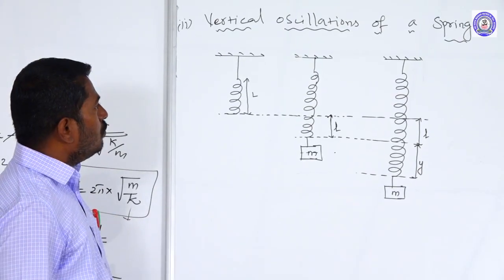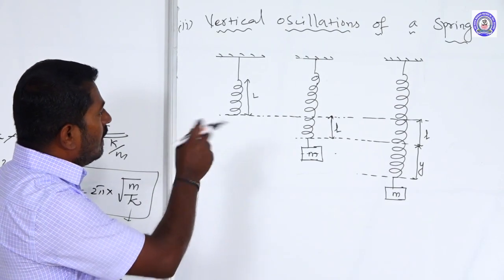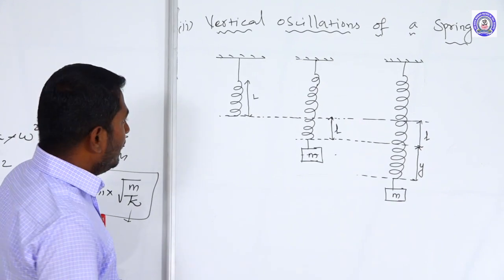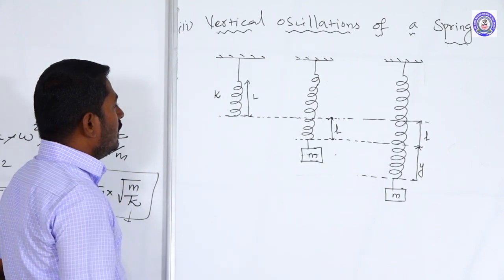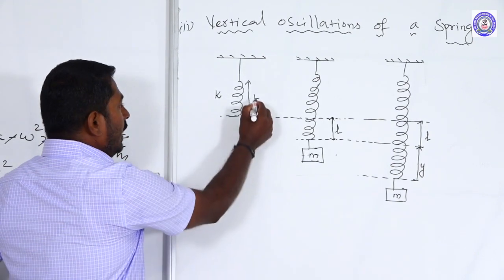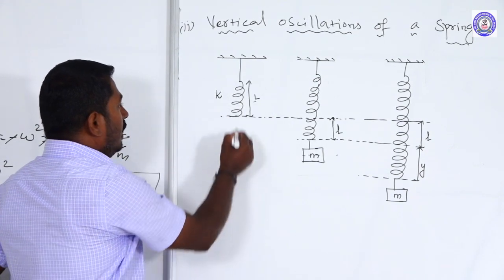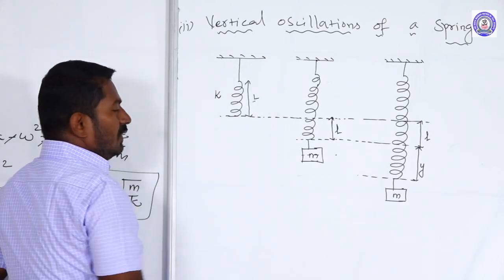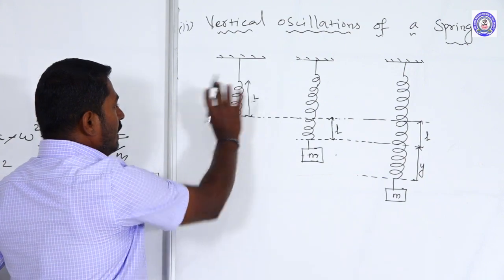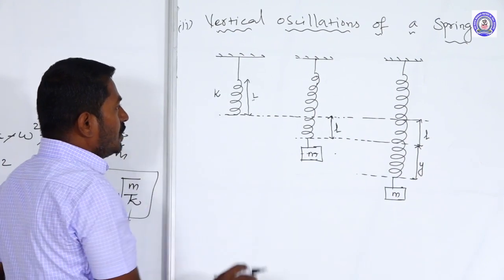In a linear simple harmonic motion oscillator, consider the vertical oscillations of a spring. Let us consider a spring with stiffness constant, force constant or spring constant k. The natural length of the spring is L. One end of the spring is tied to a rigid support, and the other end is free. So now the spring is in its unextended position.